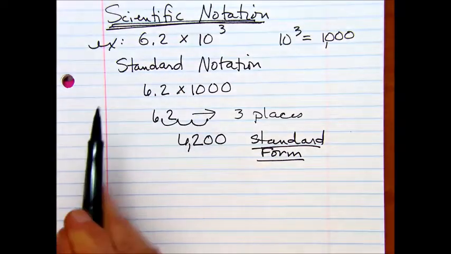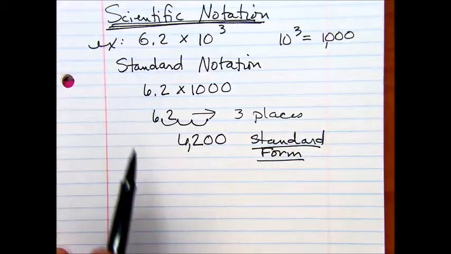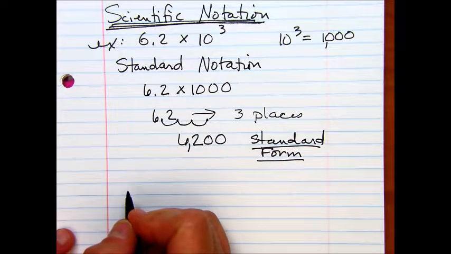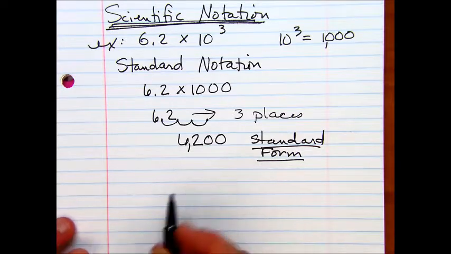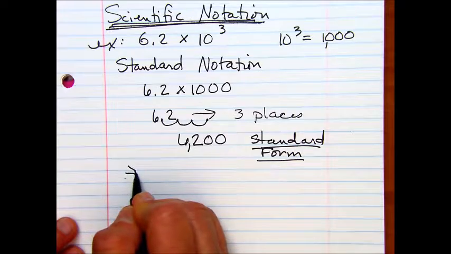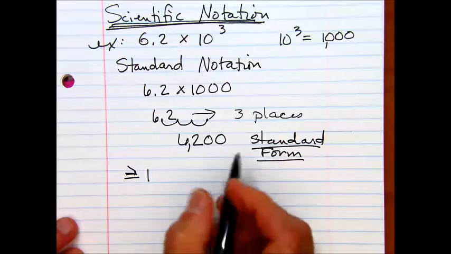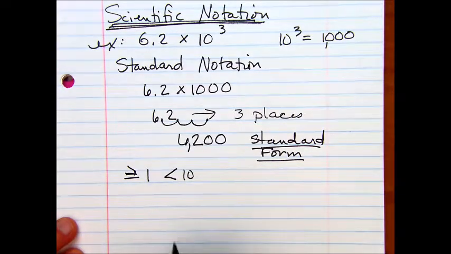But there are some rules that we need to follow when we're doing scientific notation. And so, for instance, in scientific notation, a number is equal to or greater than 1 and less than 10, okay? So it's greater than or equal to 1, okay, but less than 10, okay?